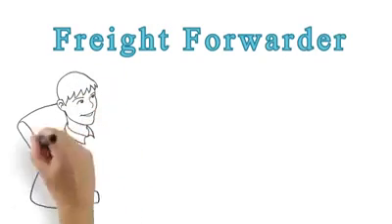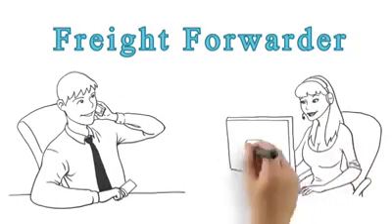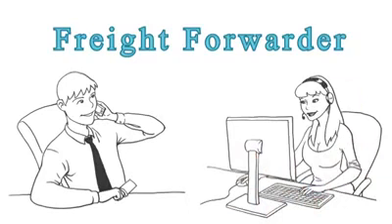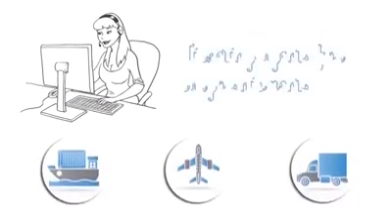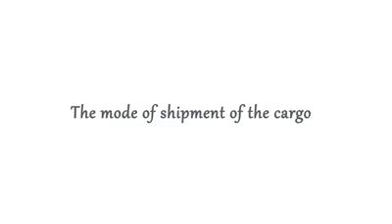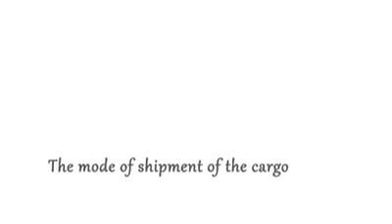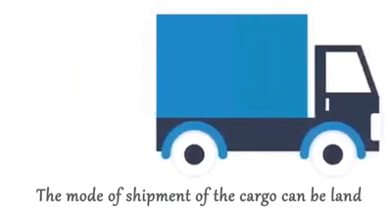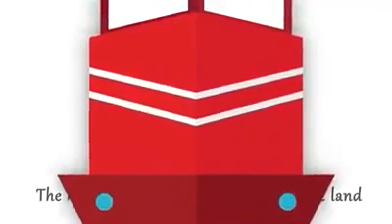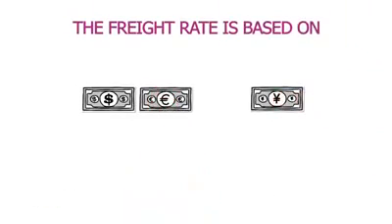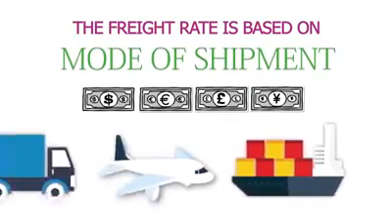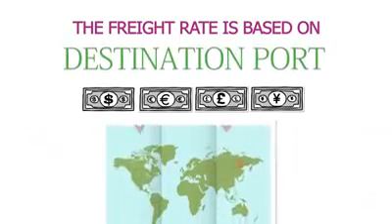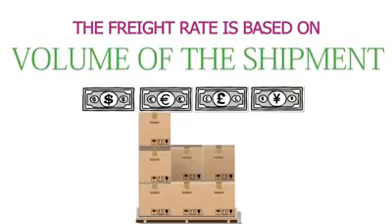Get in touch with a freight forwarder. Freight forwarders are like ticketing agents for cargo shipments. The mode of shipment of the cargo can be sea, air, land, or even multimodal. The freight rate is provided by the relevant freight forwarder based on the mode of shipment, destination port, and the volume of the shipment.